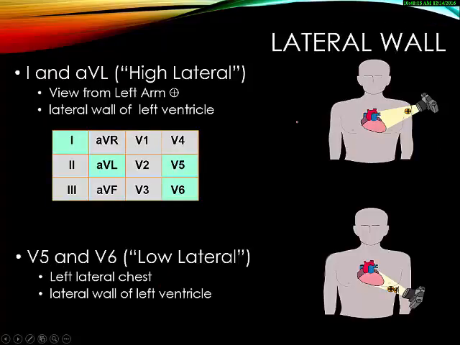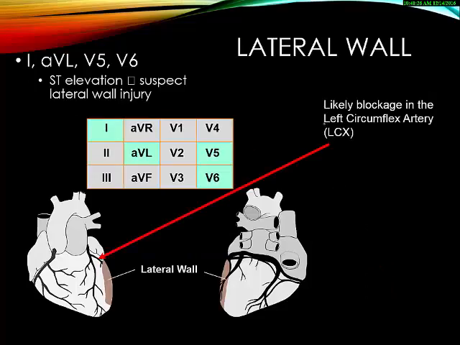1 and AVL are high lateral wall. They take a picture of the heart from up top on the left side, and then lateral wall side low is going to be V5 and V6. And if you see blockages in these areas, you're generally going to have some problem with the left circumflex artery. So this is the front view of the heart, and you're going to have a blockage in here, which would cause the blood flow to this area to be cut off.